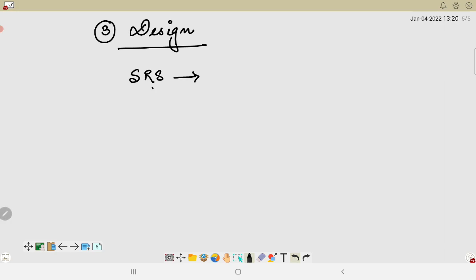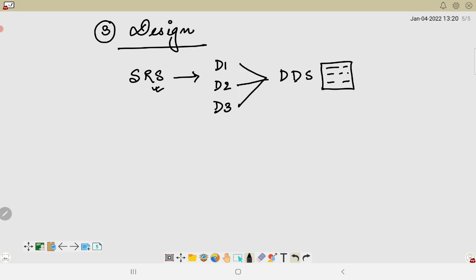Based on this particular SRS, we will have a number of designs which could be generated for the same software. Usually there is more than one design approach for the product architecture which is proposed, and all these proposals of different designs go to a design document specification document, which is another document which will be taking care of the multiple pros and cons of the different designs.